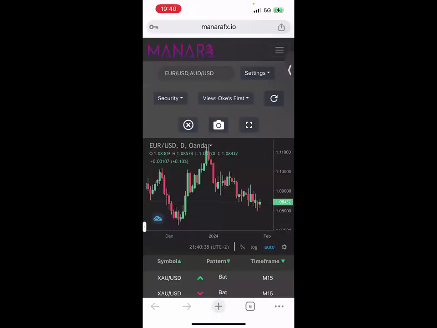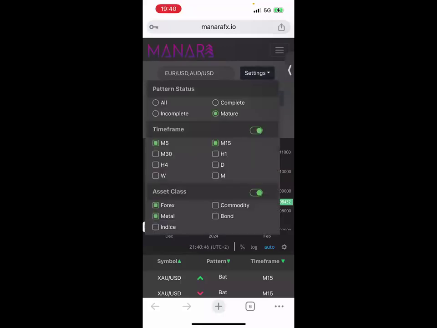Okay, so the first thing you want to do about your setup is click on settings. For those of us who have Manara, please just follow through what we're doing. Click on mature, and choose 5 minutes, 15 minutes, or 30 minutes. Please choose your 30 minutes.